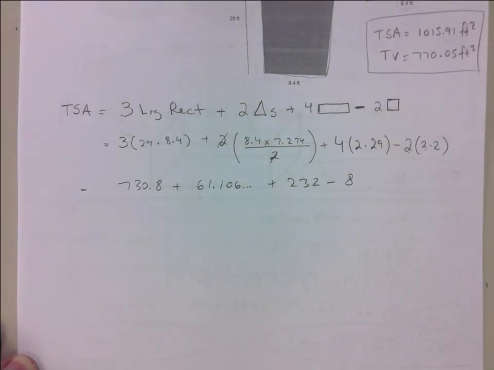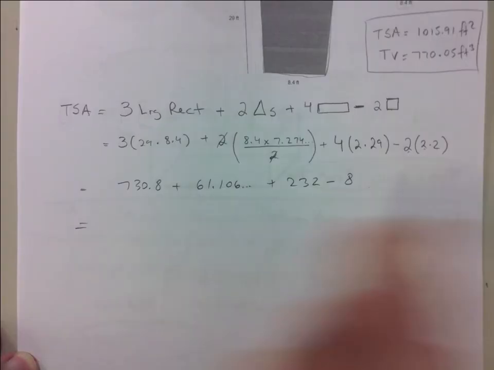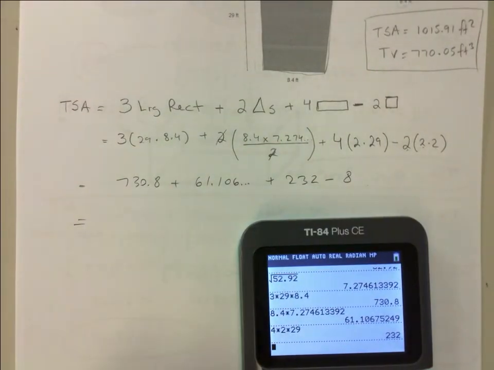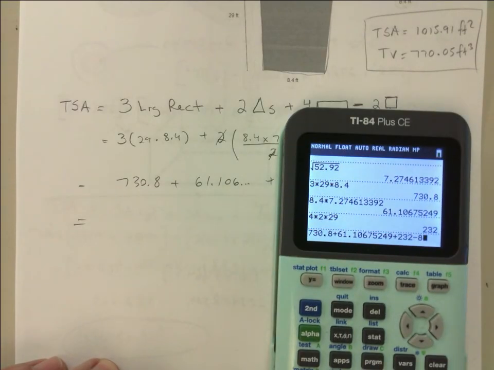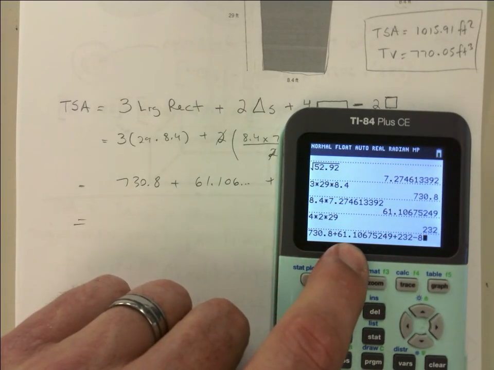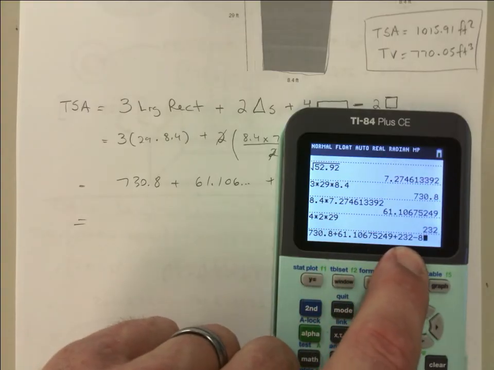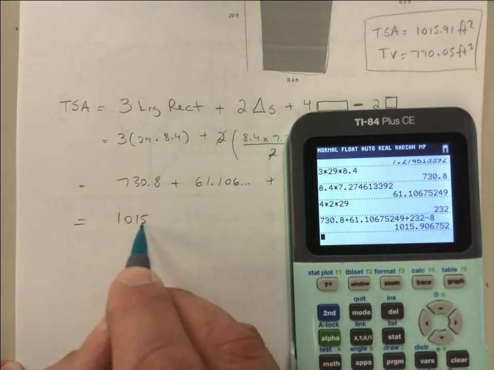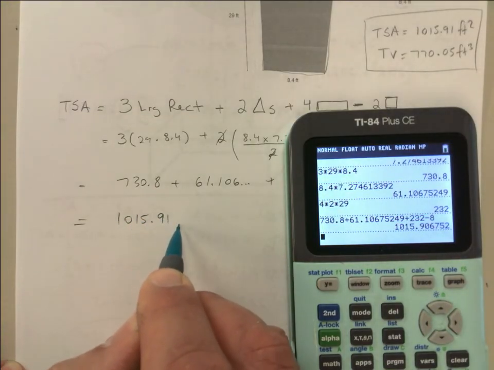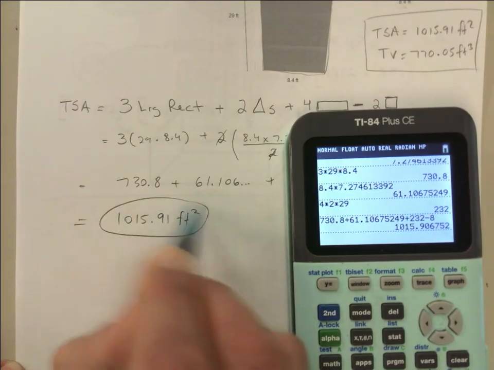Okay? And here's the last little bit. So I'm going to add what needs to be added. I'm just copying and pasting. Minus 8. Sorry, you can't see that. Minus 8. Sorry. Add, minus 8. It's 1,015.91 square feet.